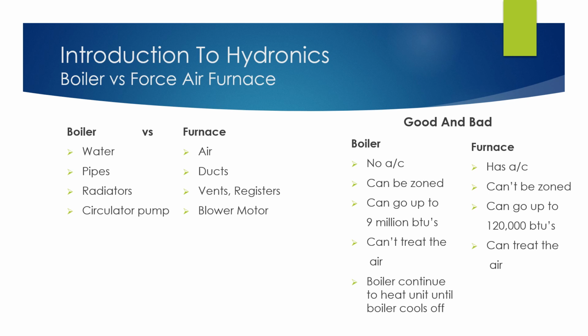A furnace has air conditioning, but a furnace cannot be zoned. A furnace nowadays can only go up to about 120,000 BTUs. But a furnace can treat the air.